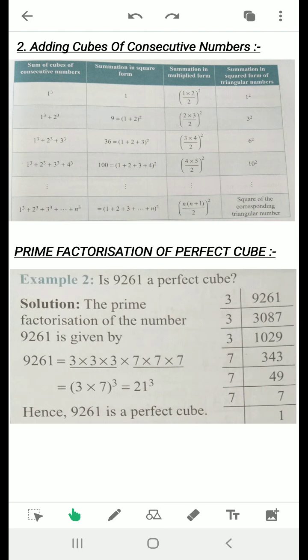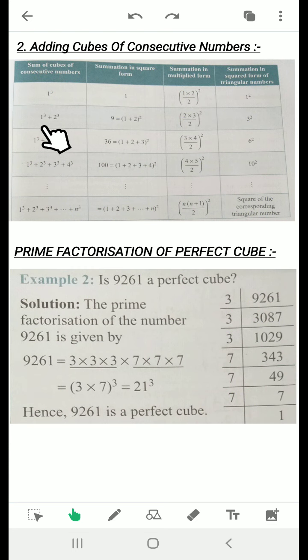What is this topic? I will explain, wait for that. And 1 cube plus 2 cube plus 3 cube is equal to 36, which is the square of the third triangular number. So if we take 4 numbers, 1 cube plus 2 cube plus 3 cube plus 4 cube, that will be equal to the square of the fourth triangular number. Now, what is this column?